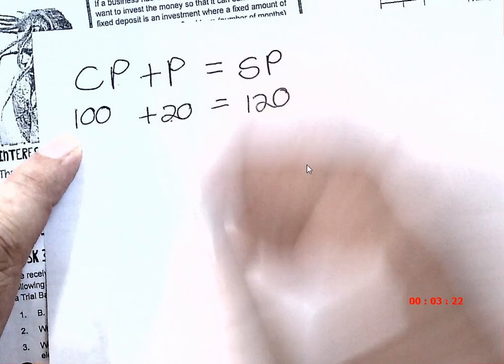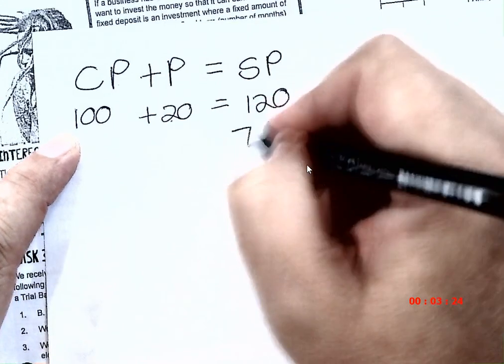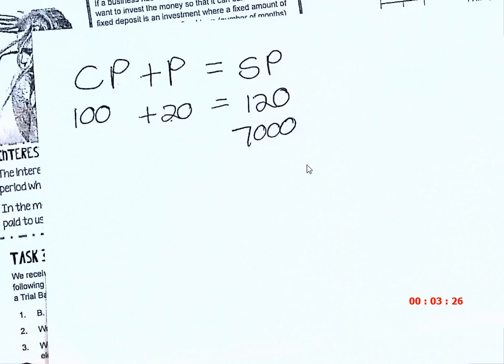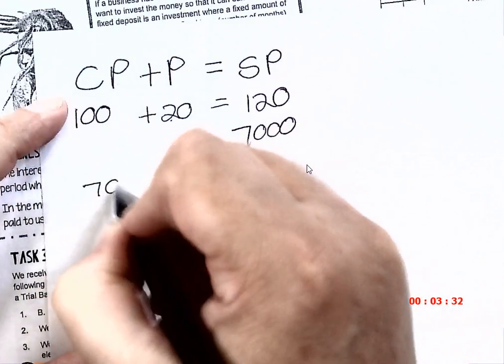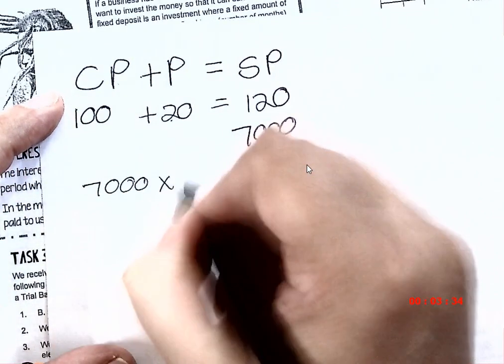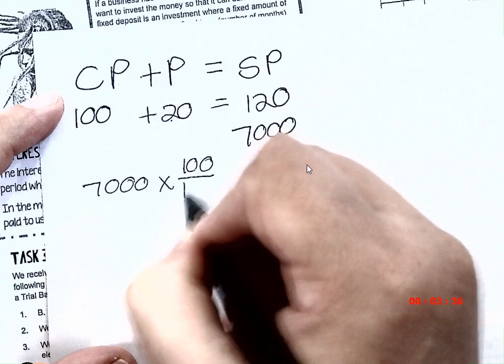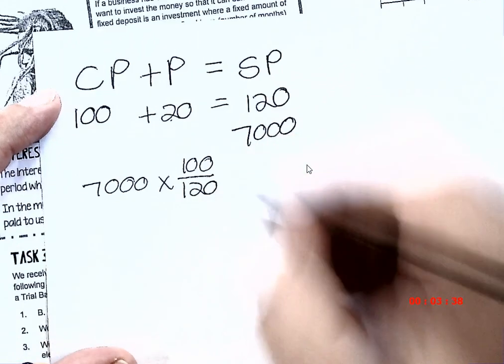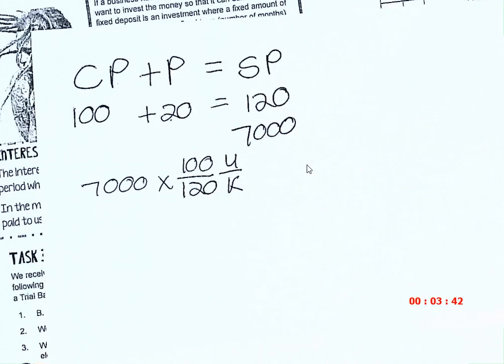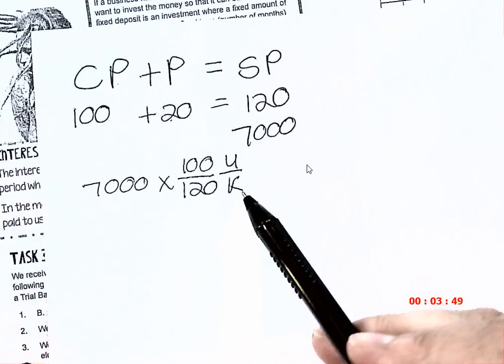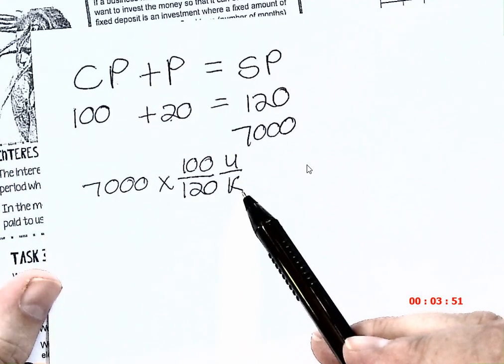And then I usually gave you the selling price, let's say 7,000. How did you calculate the cost price? You would say 7,000 times 100 over 120. Unknown over known. Can you see you did the UK method? You just didn't know it.